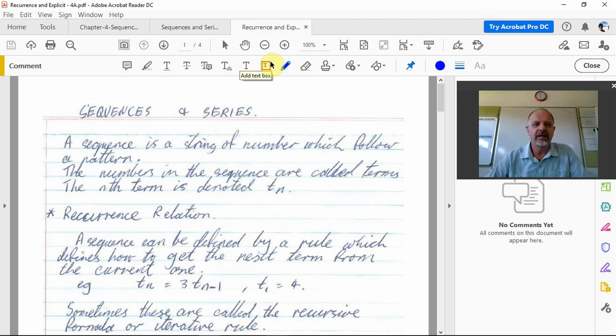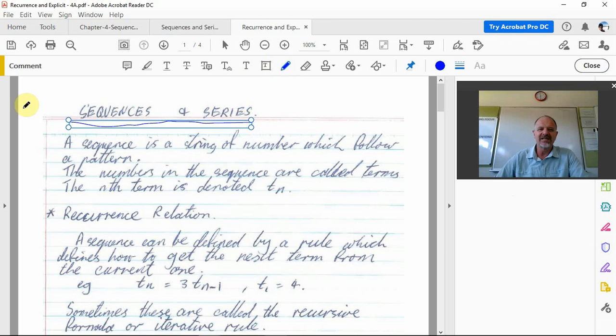All right, so today we start with our next area of study that we're looking at. As you can see up here, it's called sequences and series. The first sentence there, really: a sequence is a string of numbers which follow a pattern. There could be any sort of pattern, a simple pattern or a complex pattern.